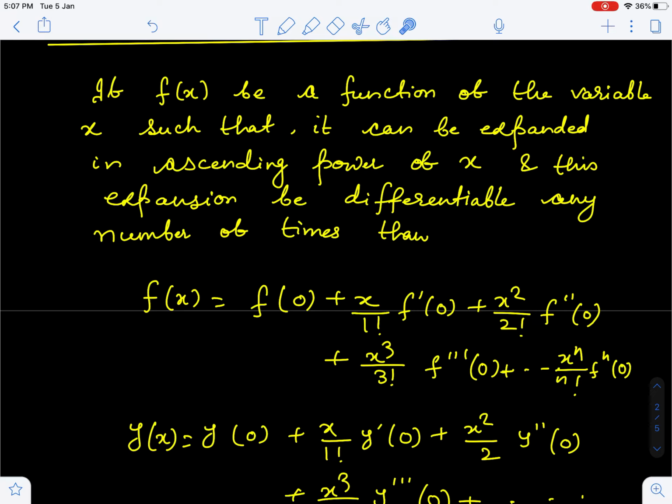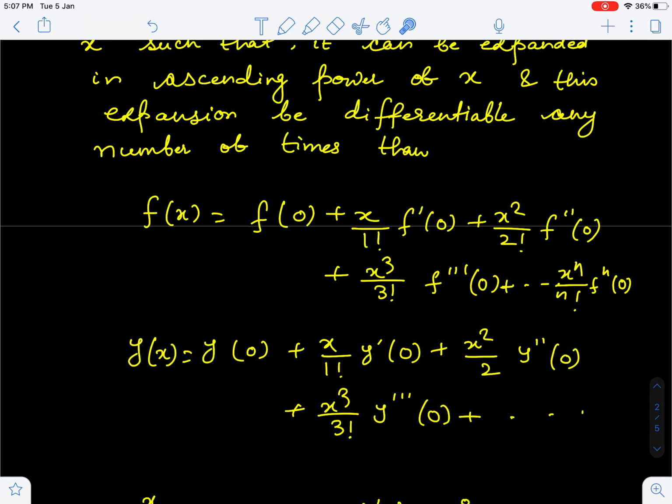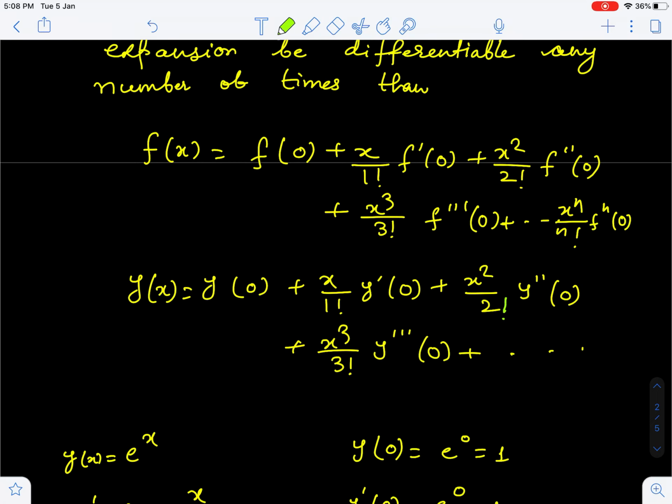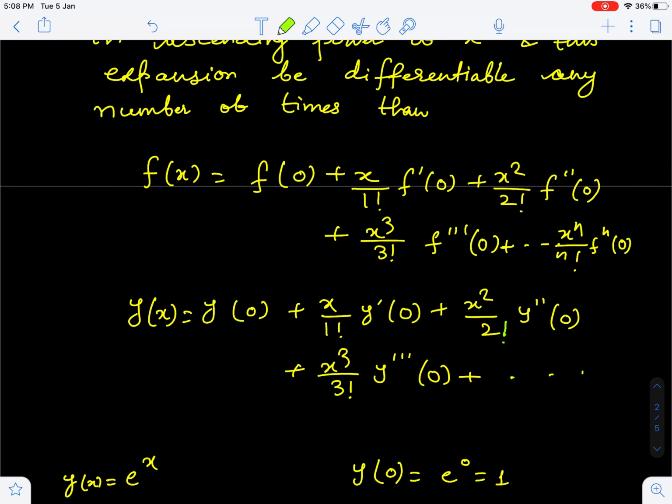F double dash 0 is telling you the second derivative. When you take the second derivative, guys, divide it by 2 factorial. Third derivative, 3 factorial. Fourth derivative, 4 factorial. Nth derivative, n factorial, like this. Suppose I have taken y as a function of x. So y of 0 plus x by 1 factorial y dash 0, plus x square by 2 factorial. This 2 in the denominator means 2 factorial, because 2 factorial is 2 only. So x square by 2 factorial y double dash 0, plus x cube by 3 factorial y triple dash 0, like this.